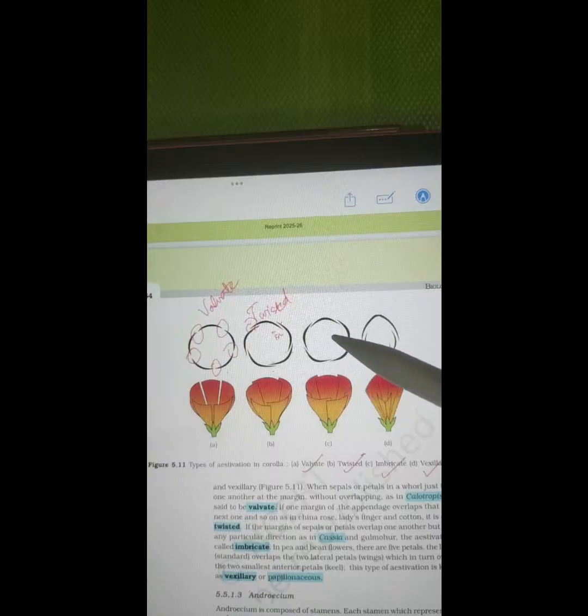Now see in imbricate, what is the prominent feature? Again, 5 petals are given to you. This one is completely in. This one is completely out and the rest are twisted. So out of 5, one is in, one is completely out and the rest 3 are twisted.